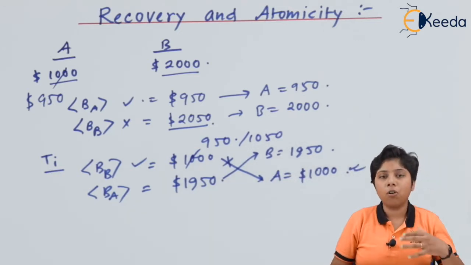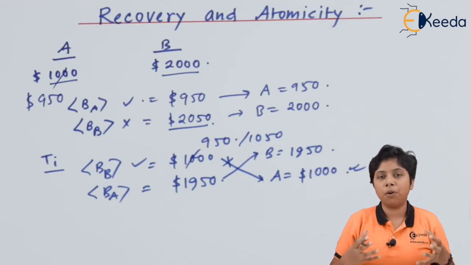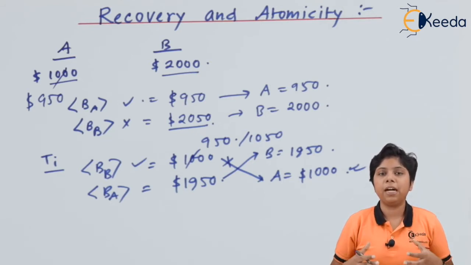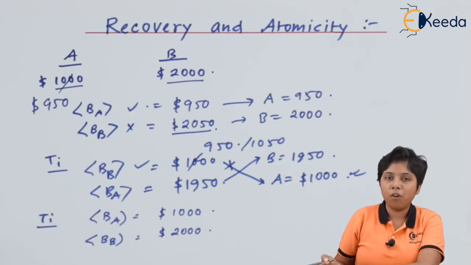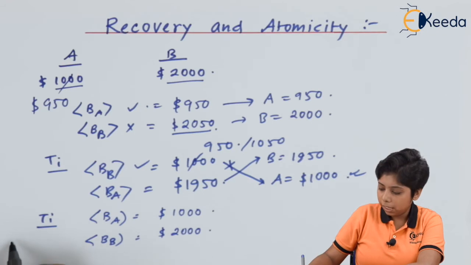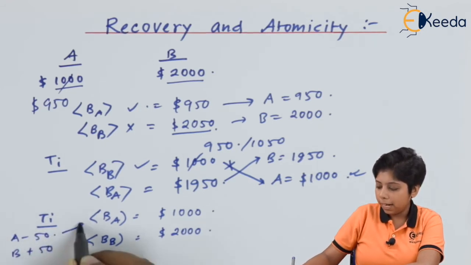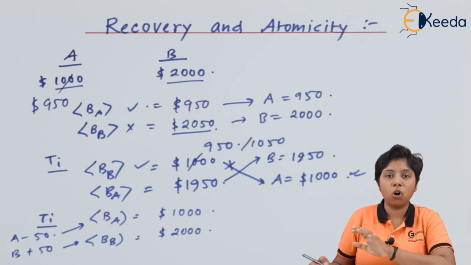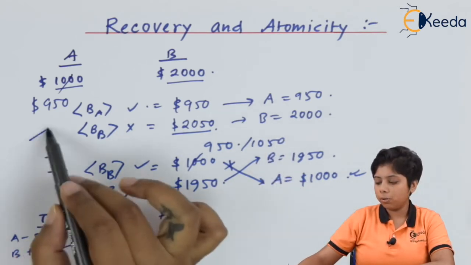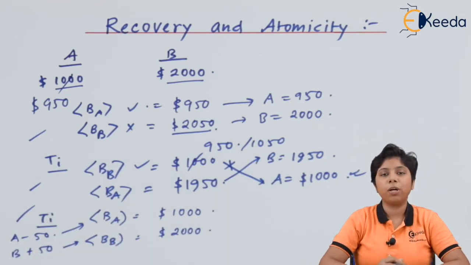Other than that, it can also happen that both updates are performed in the buffer, but they are not written to the stable storage. That means Ti has made A minus 50 and B plus 50, but that has not been written to stable storage, so the transaction becomes inconsistent and non-atomic. All these three cases lead to transaction failure, and we need to recover the transaction from inconsistency.